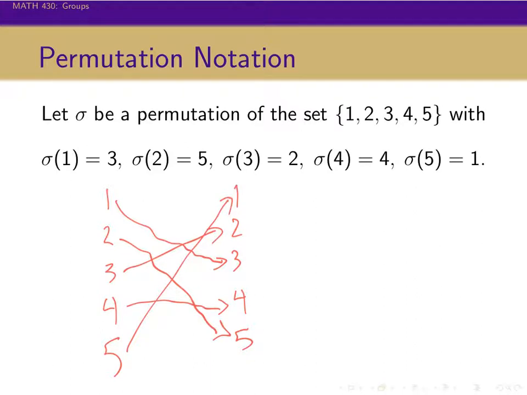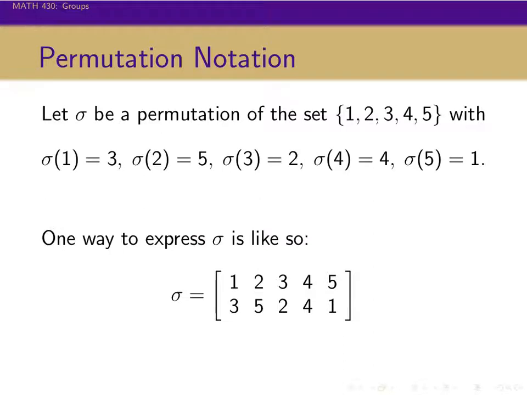But it's a little bit tiresome to write this out every time like this. And so we have some shorthand notation. The way that we're going to express it is we're going to think about the top as being the domain, or the preimages, while the bottom is our range. This is where things are going. So these are the images once the numbers get sent through sigma. So 1's going to 3, 2's going to 5, 3's going to 2, 4's going to itself, and 5's going to 1.